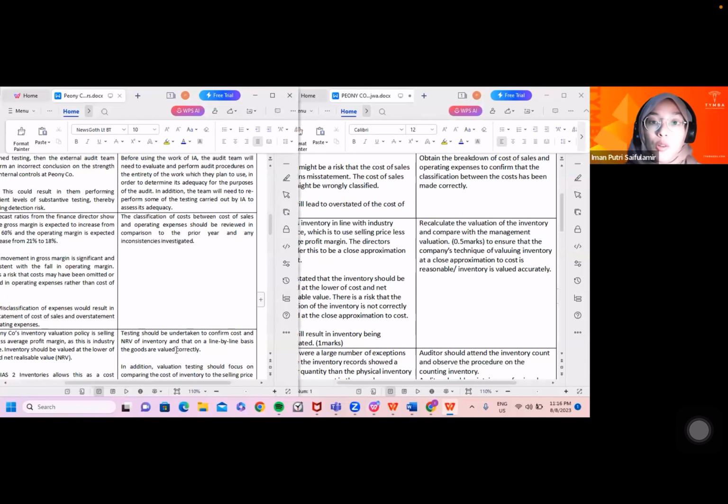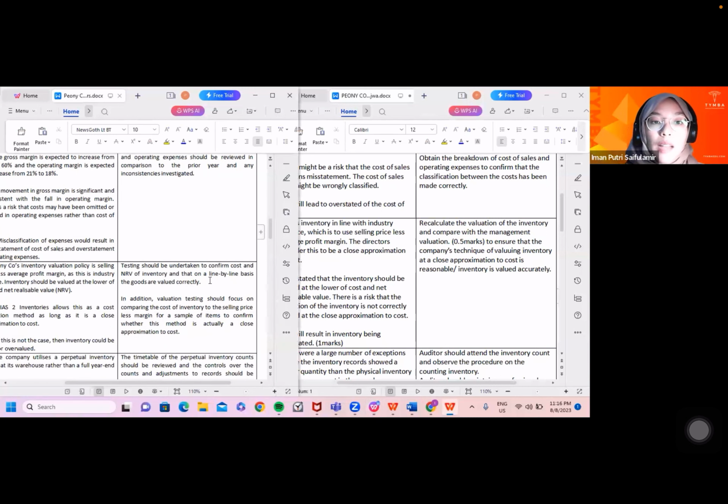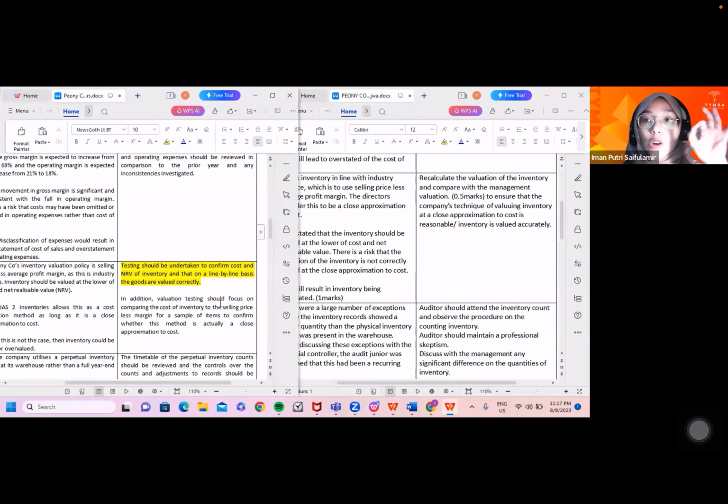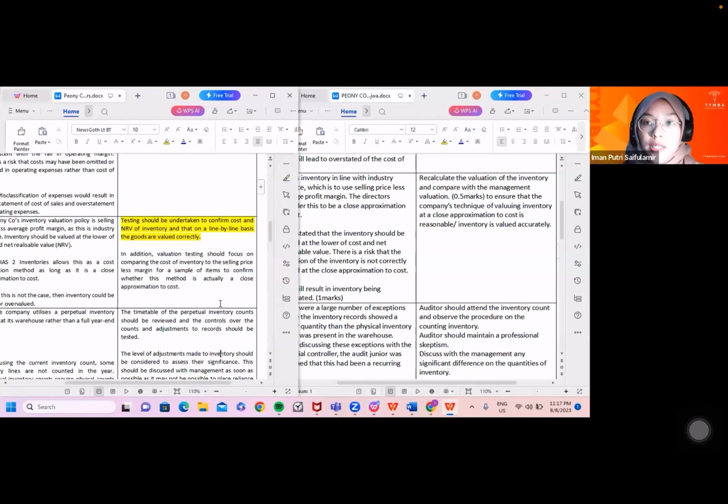auditor's approach. So like I said just now, guys, I want you to really memorise this point here, because every time there is an inventory audit risk, you can use this repeatedly. Testing should be undertaken to confirm cost and NRV of inventory and that on a line-by-line basis, the goods are valued correctly. You cannot go wrong on this point, and it's quite simple. For any inventory point, you can use this when the audit risk is mainly on the inventory valuation.